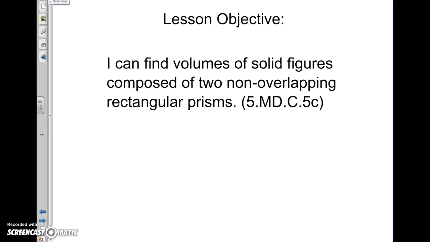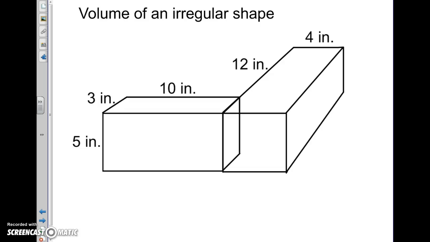Our lesson objective today: I can find volumes of solid figures composed of two non-overlapping rectangular prisms. It's 5th grade standard measurement and data C5c. So we're going to solve for the volume of an irregular shape such as this. So this is all one shape. It's kind of like this L shape here.